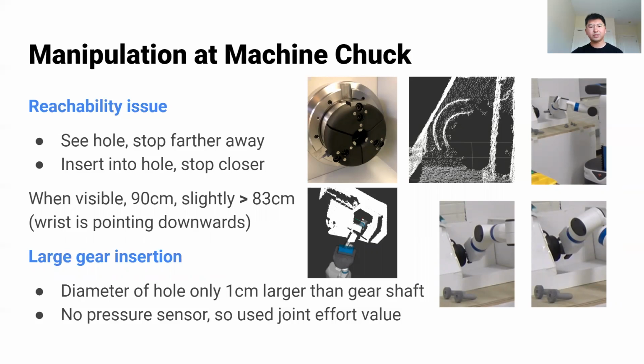For large gear insertion, the diameter of the hole is only 1 centimeter larger than the gear shaft. So if the robot grasps the large gear less accurately, the large gear won't get in. There is also no pressure sensor in the robot's head. So we use the joint effort values of its arm to let the robot retry after the large gear is inserted into the chuck itself, not the hole.